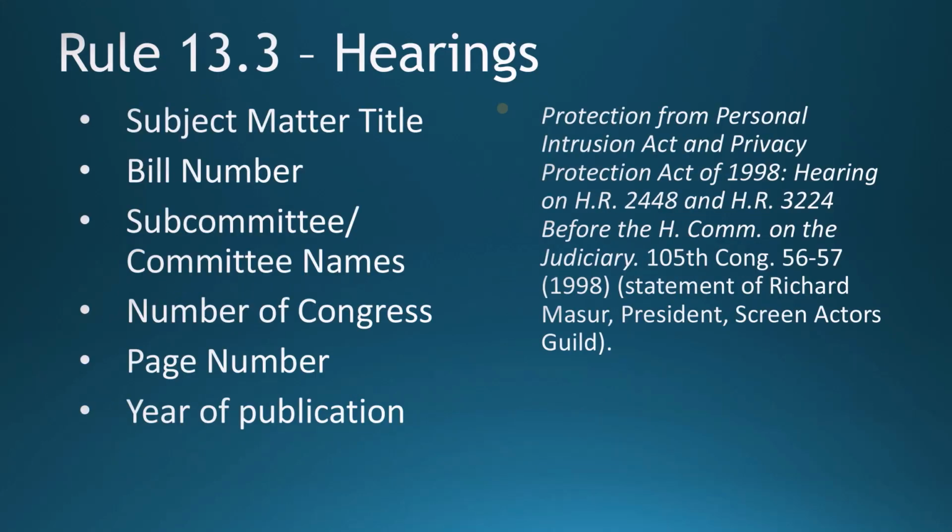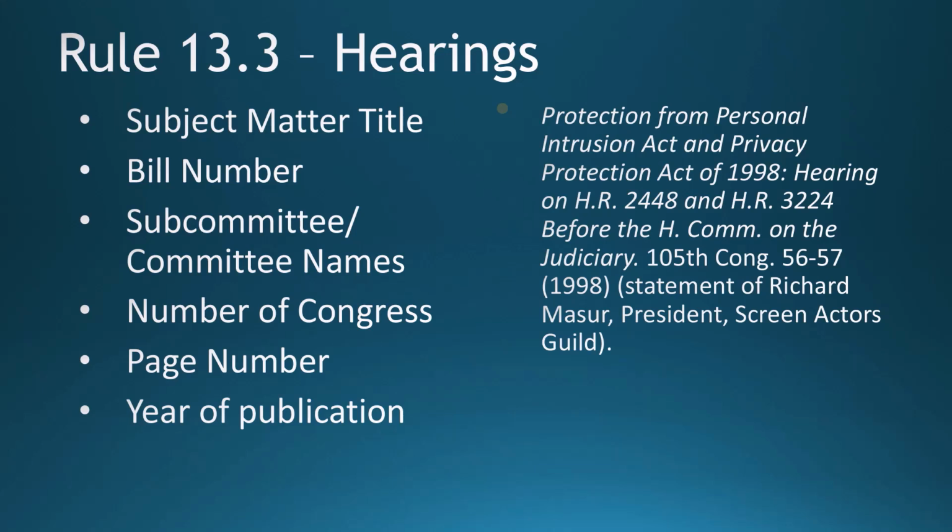Congressional hearings produce reams of paper discussing legislation, so the citations need to be specific enough for your reader to be able to locate your reference among a large volume of paper. This means including a lot of information in your citation: the title and bill number, then the committee and subcommittee, if any, then the number of Congress, the page number, and the year. A parenthetical should also be included describing whose remarks you are citing to.